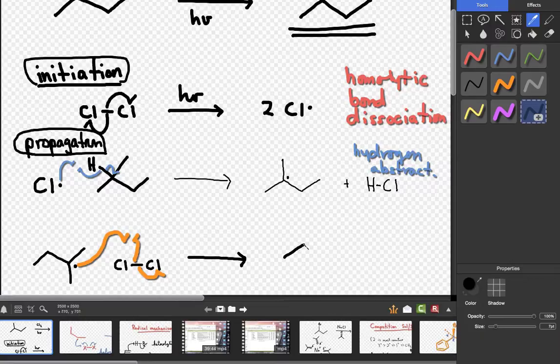Now, this accounts for our major product in the mechanism. We also produce a Cl radical. Let's look at what we have to this point.